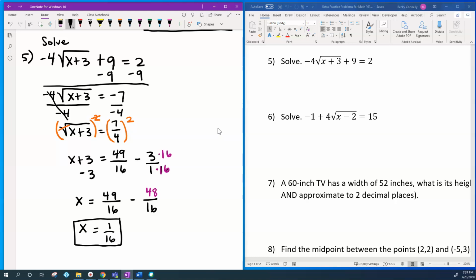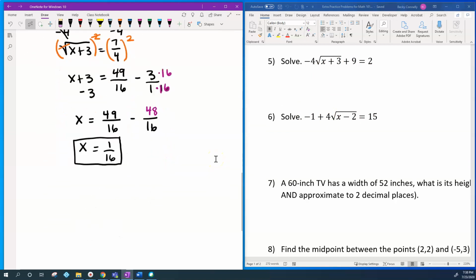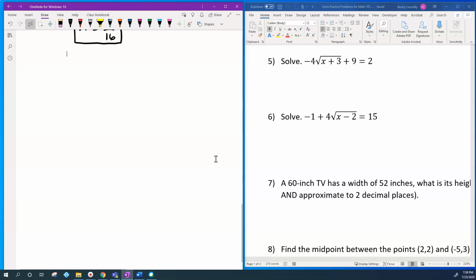All right, I want you guys to try number 6 then on your own. So it's pretty similar, right? Solving a square root, kind of like what we did above. All right, so go ahead and try that number 6 and see what you can do there. I'm just going to give you a few minutes to think before we go through it.